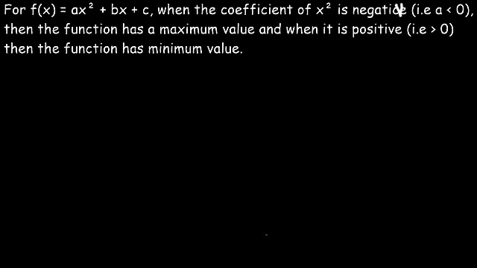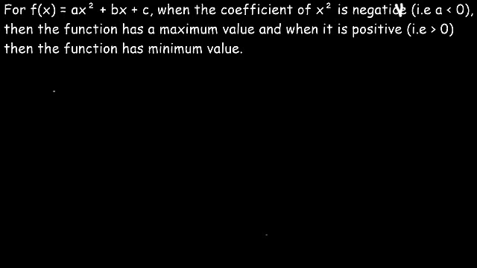For any function f of x equals ax squared plus bx plus c, that is a quadratic equation, whenever the coefficient of x squared, which is typically a, is negative, then you will be having a maximum value, and whenever it is positive, you will be having a minimum value. So what does that mean?